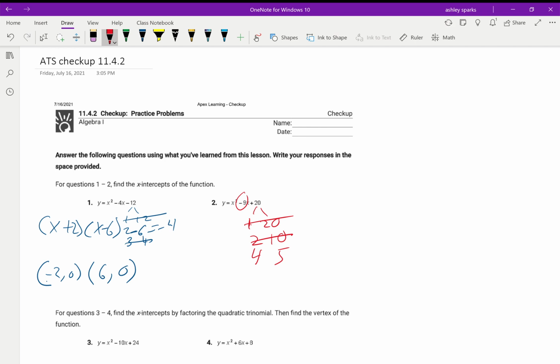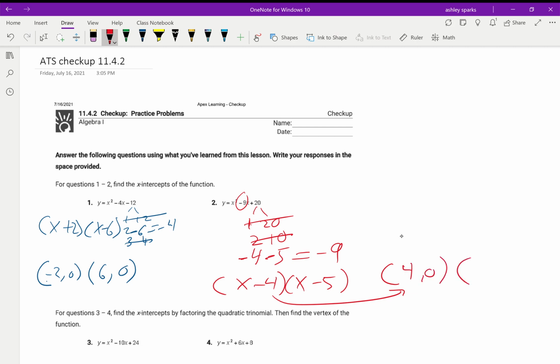I need to be careful here because I have a negative. So if I made them both negatives, I would have negative 4 and negative 5, which would give me a negative 9. So I'm playing around with all of that. And then I get x minus 4 and x minus 5 as my factors. So when I go to write them as points, I'm going to change the sign. This 4 turns positive, with a 0, and my 5 likewise would turn positive.